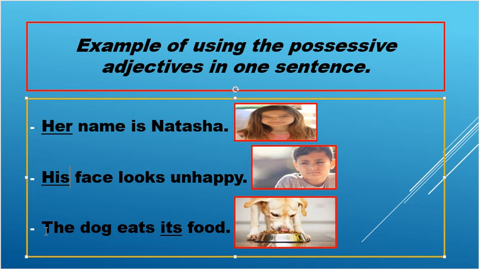And here, the third, the dog. The dog eats food. So whose food is this? To the dog. It eats food. It means that this food belongs to the dog, not to you, not to me, not to other humans, only to this dog. For these animals. So that is the use.